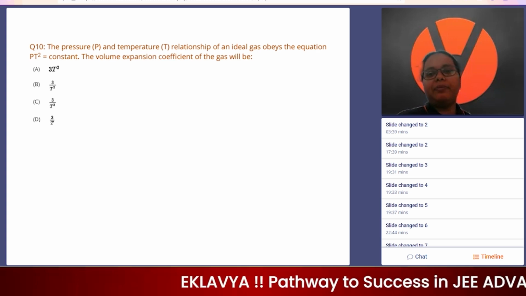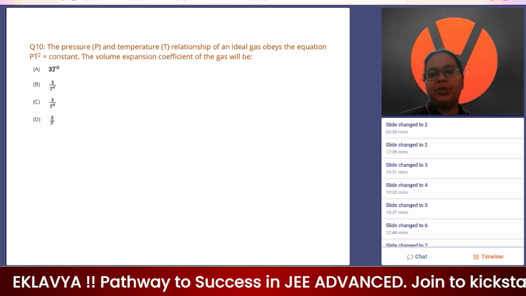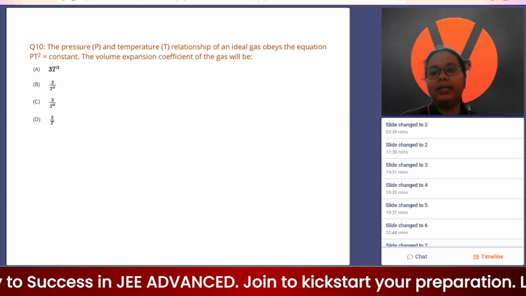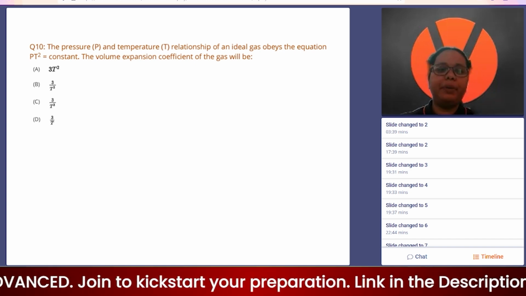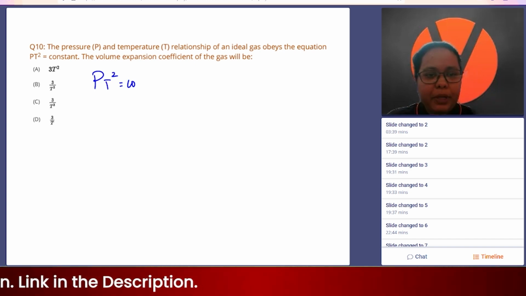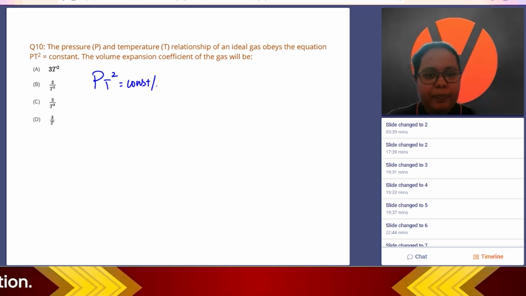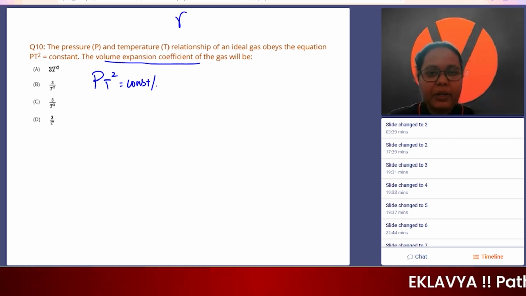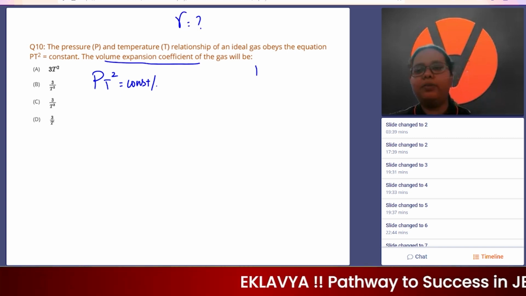The relationship of an ideal gas obeys the equation P T square is equal to constant. So here what they mention is P T square is equal to constant, and what they are asking is the volume expansion coefficient, gamma. What is the value of gamma they are asking?